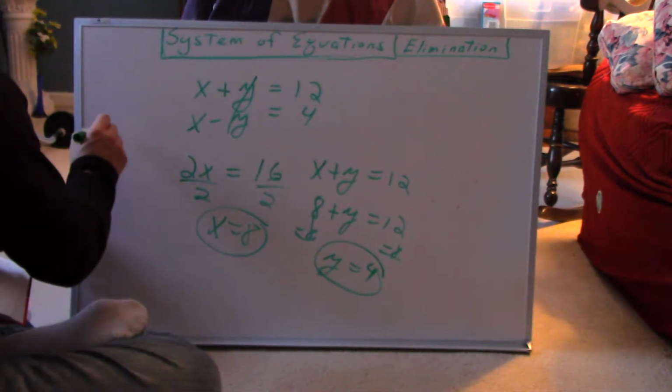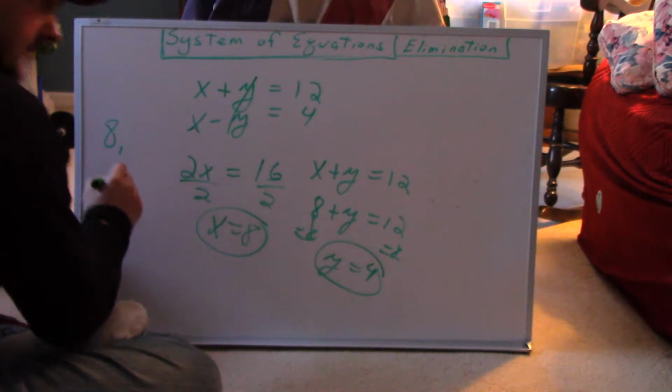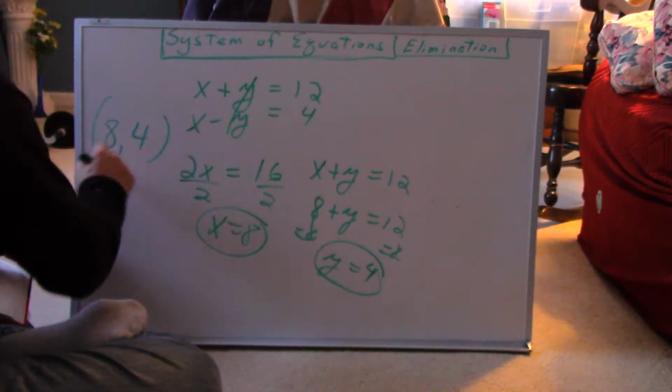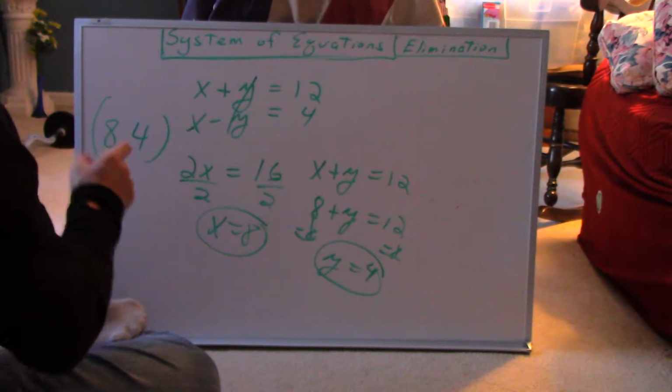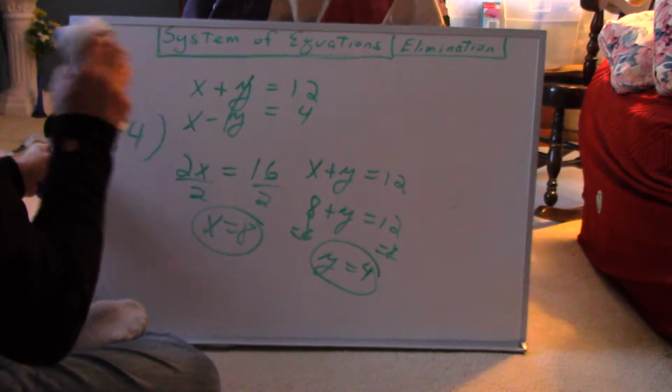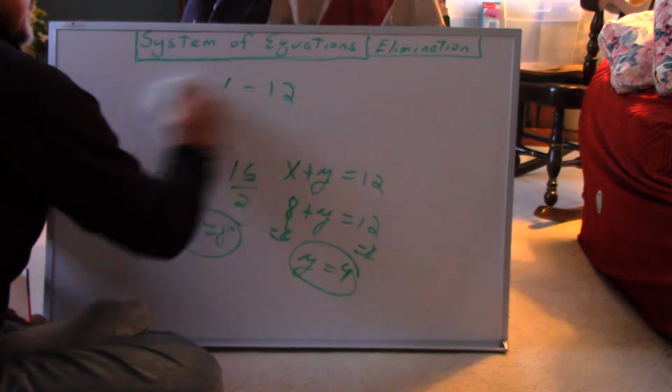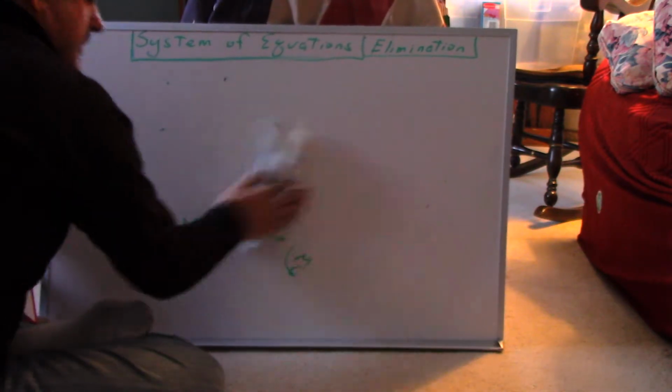So that means on a graph, these two equations meet at this point. That is where they meet. If I was to graph it, that's where they would meet. All right, let's do another one. Let's do one where we have to multiply.